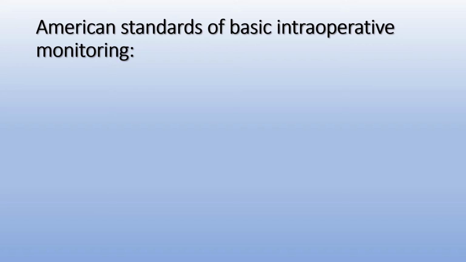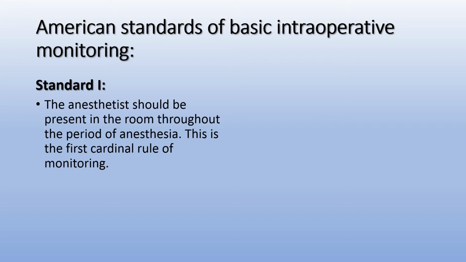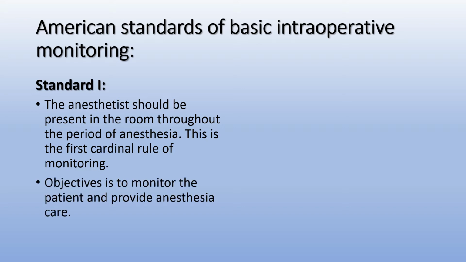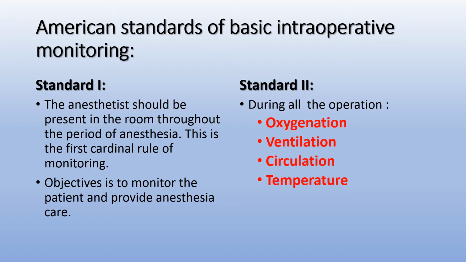What is the American standard of basic intraoperative monitoring? Standard 1: the anesthetist should be present in the room throughout the period of anesthesia. This is the first cardinal rule of monitoring. The objective is to monitor the patient and provide anesthetic care. While standard 2: during all operations, oxygenation, ventilation, circulation, and temperature should be continuously evaluated.